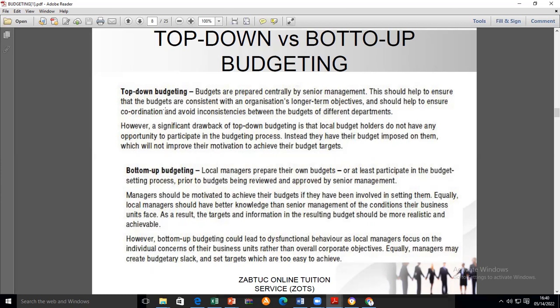Problem? Yes. A significant drawback of top-down budgeting is that local budget holders do not have any opportunity to participate in the budgeting process. Instead, they have their budget imposed on them, which will not improve their motivation to achieve their budget targets. So that's the problem there. What of bottom-up? Local managers prepare their own budgets or at least participate in the budget setting process prior to budgets being reviewed and approved by senior management.